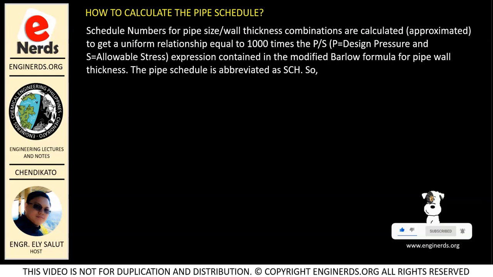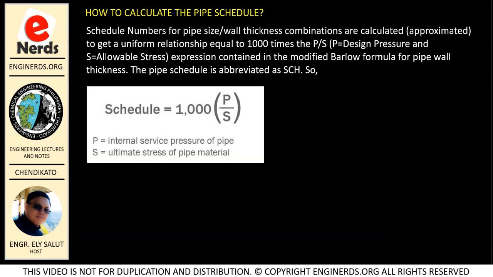So, the pipe schedule is abbreviated as SCH. So, ito yung ating formula to calculate the pipe schedule number natin, ano? So, the schedule number is equal to 1,000 times P over S, where our P is the internal service pressure of the pipe and S is the ultimate stress of pipe material. Alright, so yan yung gagamitin nating formula. Hindi siya mahirap, no? Madali lang siyang tandaan. Kaya kapag na-encounter natin yung problem na yan sa ating board exam, madali na natin siyang masasagutan.